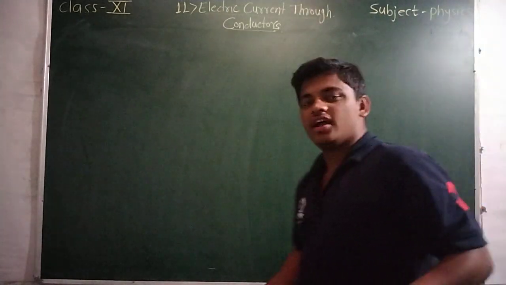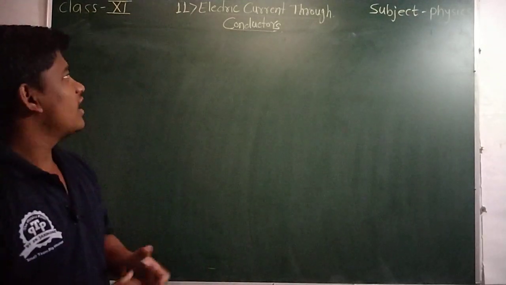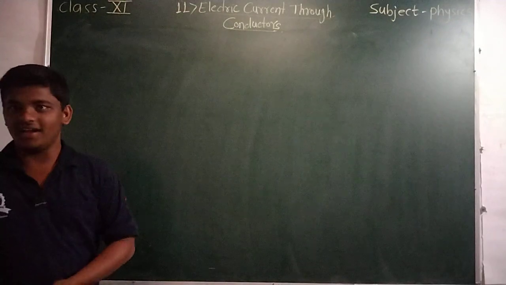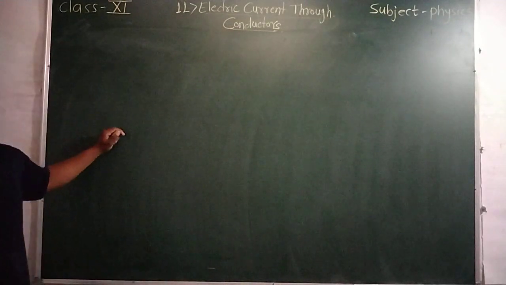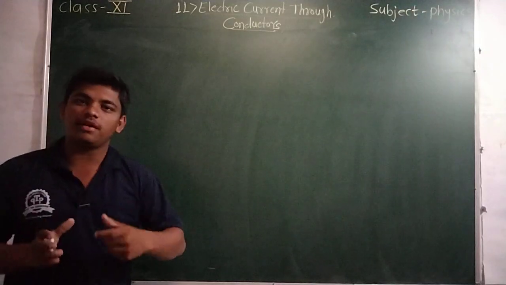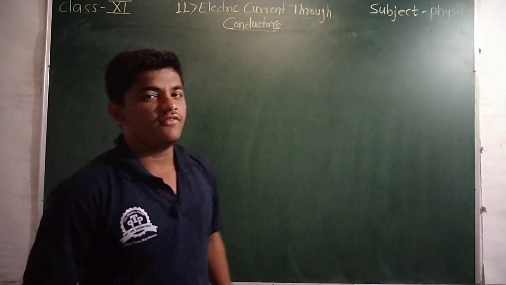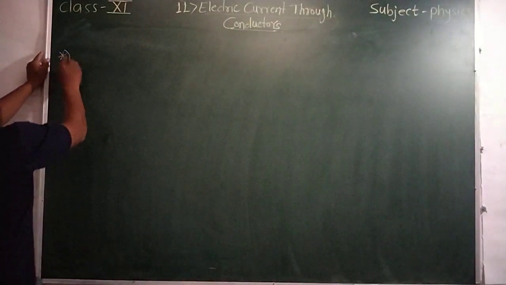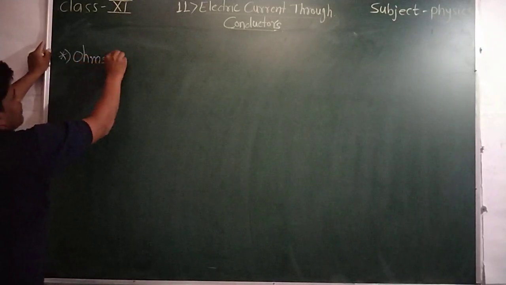Hello, welcome students. Today we are discussing electric current through conductors, the 11th topic of the physics of 11th standard. We are discussing one of the laws which shows the relationship between electric current and potential difference. This law is named after the scientist, and it is called Ohm's law.